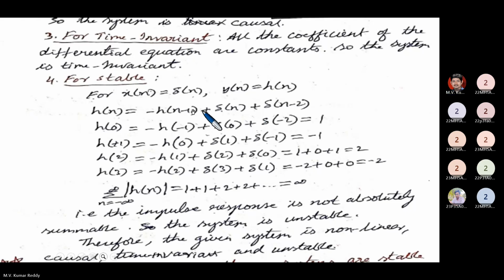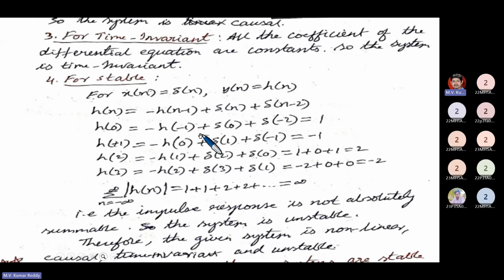Whenever in the given question, we place x of n equal to delta of n, y of n is equal to h of n. Where there is n minus 1, it becomes n minus 1, and where there is n minus 2, it becomes n minus 2. Next, now we calculate at 0. Put n equal to 0. So h of 0 is equal to minus h of 0 minus 1, plus delta of 0, minus delta of 0 minus 2.